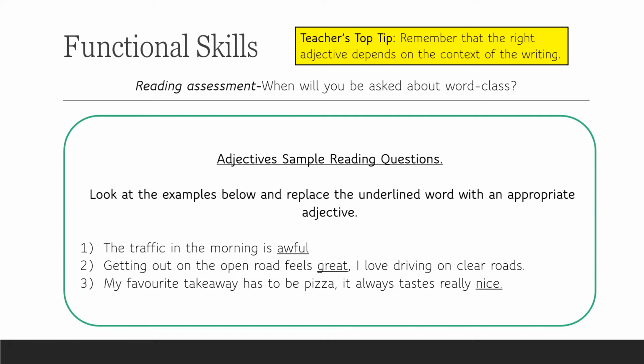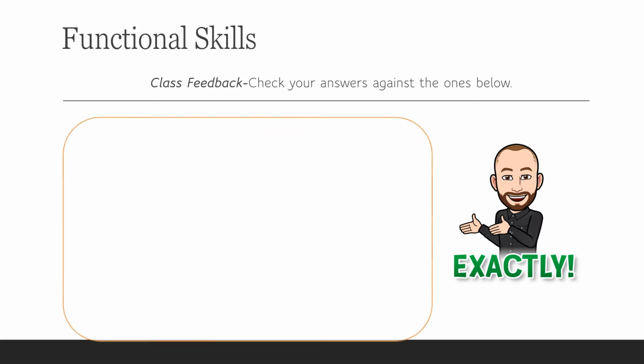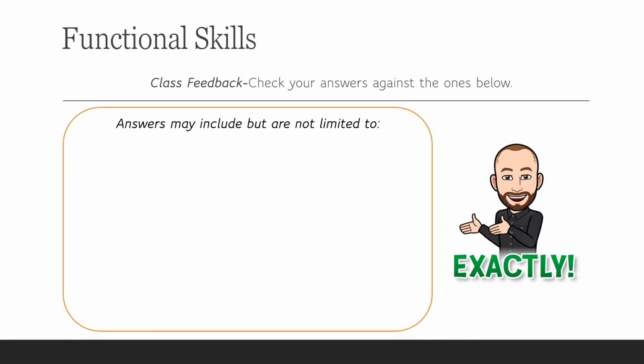We're now going to jump ahead and go through the kind of answers you could have used for this response. Class feedback: check your answers against the ones below. Answers may include but are not limited to. I'll always include this on questions where you could have multiple correct answers. Even if you don't have the exact answer I've come up with on the screen, as long as the adjective you've chosen works in the situation, you're still getting a mark for the response.